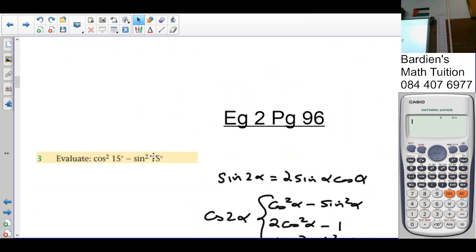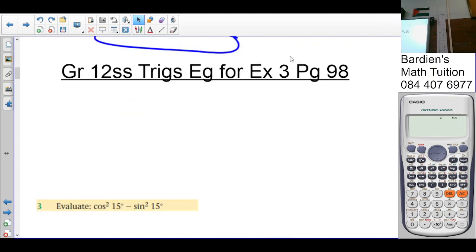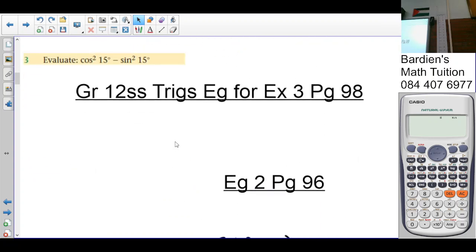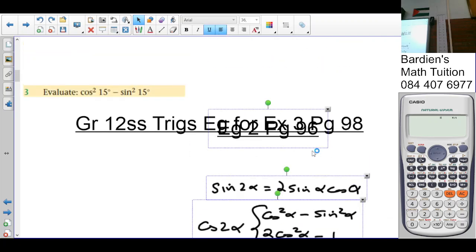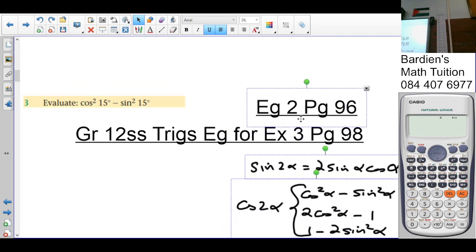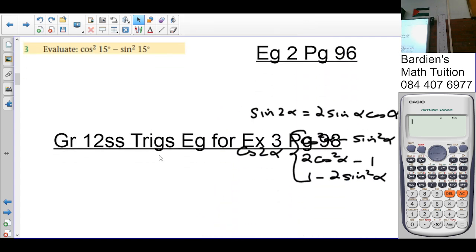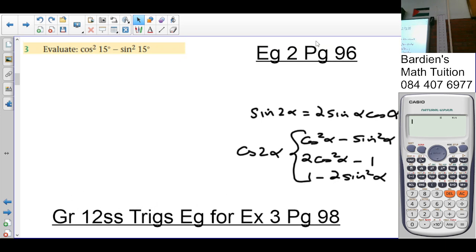This is the third example. The third example is also on page 96, correct? Yes? Okay. Example 3 on page 96.